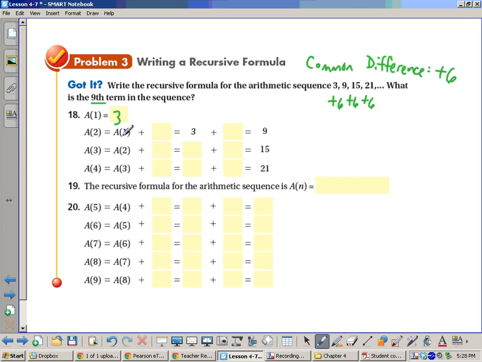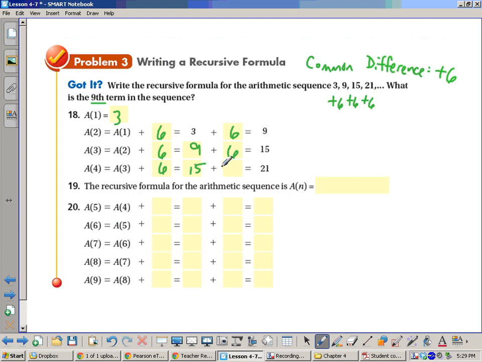Positive 6 to be exact. So we're going to add 6 to our first term. So 3 plus 6 is 9. Now to get the third term, we're going to take the second term, which we identified to be 9, and again add 6. So 9 plus 6 is going to be 15. The fourth term would be taking the third term, which we just found, and adding 6.